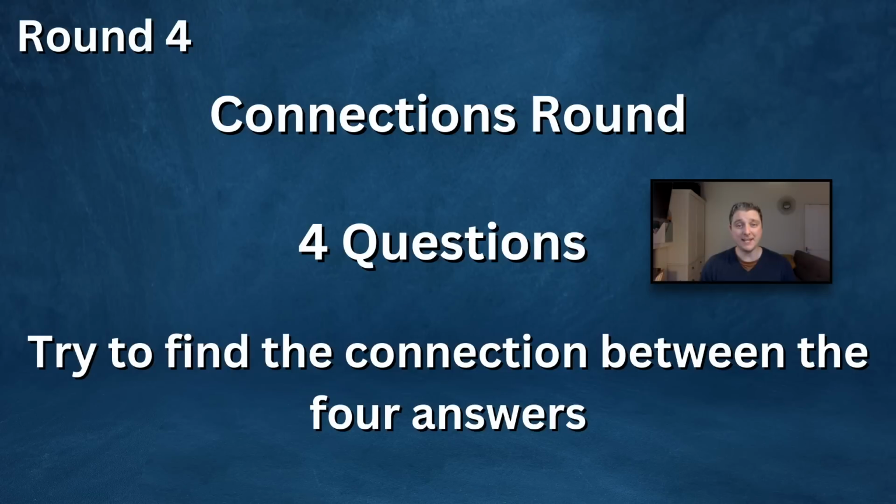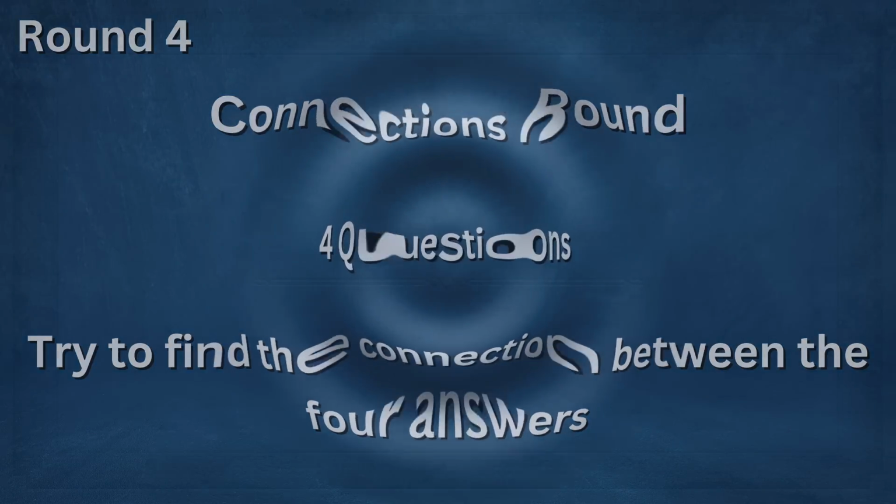Round 4 is the connection round. For those of you who haven't played before, the way the round works is very easy. You will see 4 questions on your screen and you get 1 point for every correct answer that you give. Now something links the answers or part of the answers of those 4 questions. If you can find that connection, you will get another point. So there are 5 points available in this round.